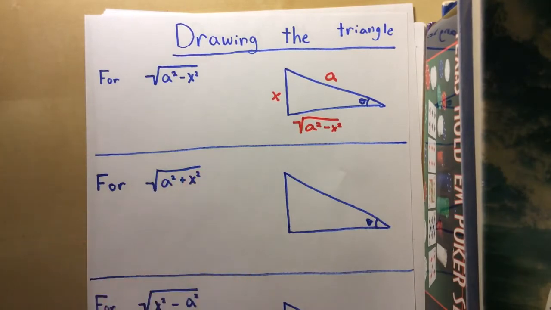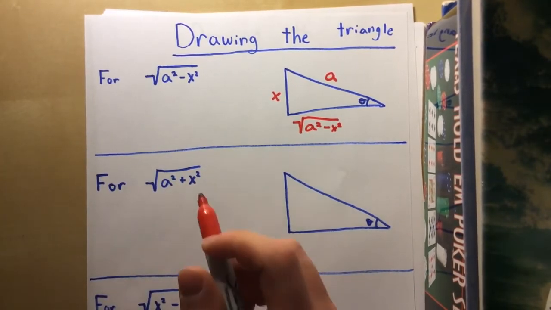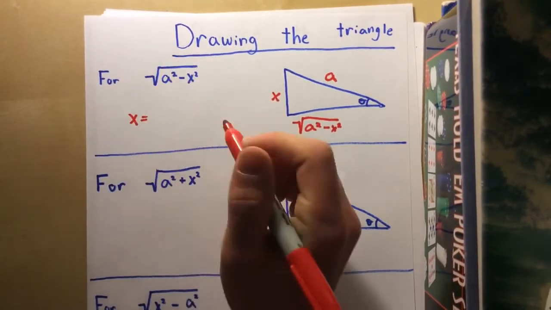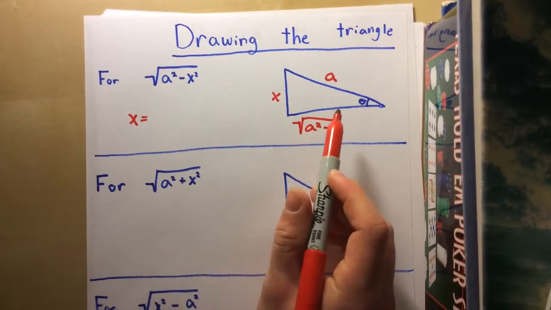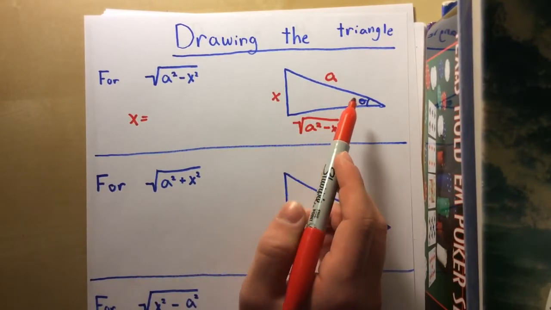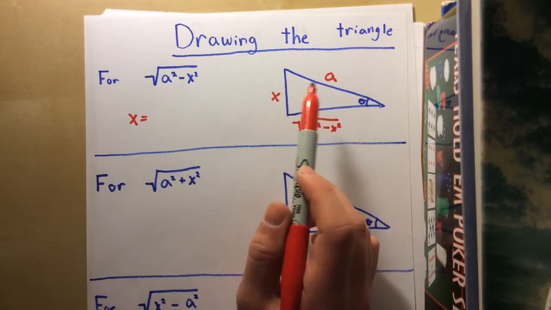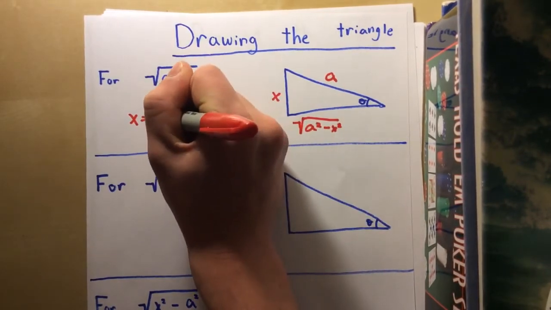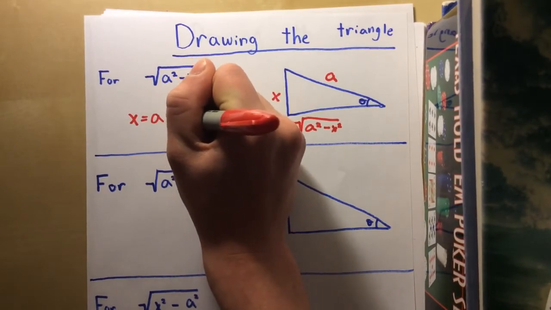And now if we solve for x, which is the second step, the sine of theta is equal to x over a, so x is equal to a times sine theta.